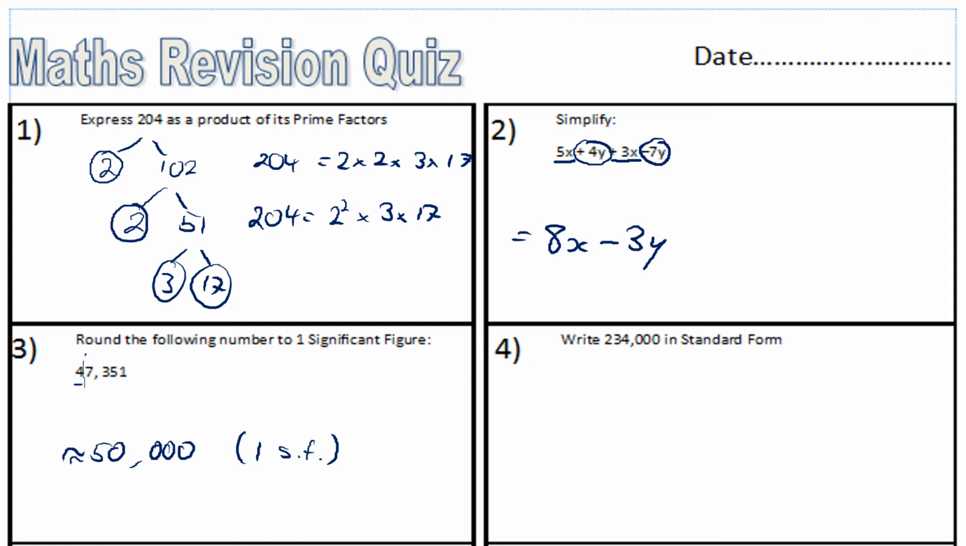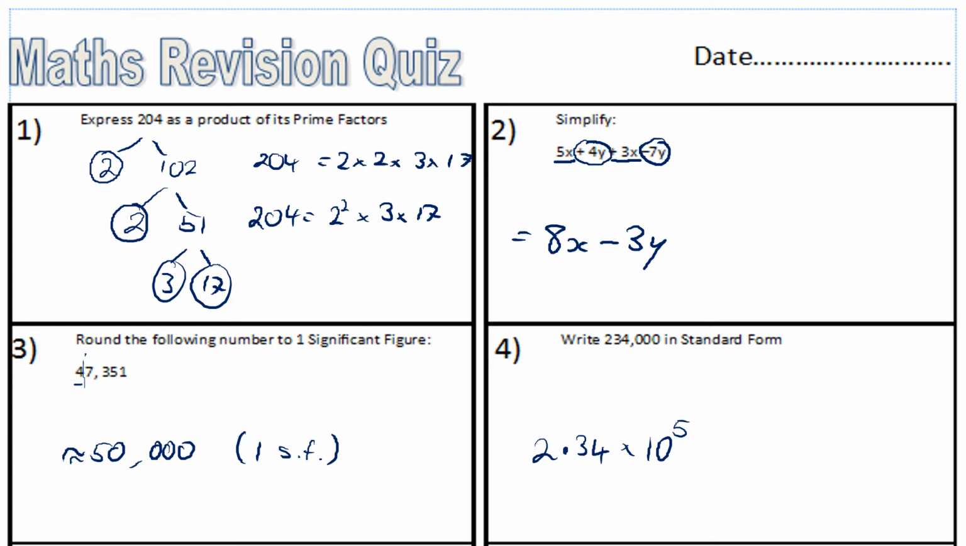So write 234,000 in standard form. So remember, standard form is always a number between 1 and 10, not including 10, times by 10 to some power. So we want to put a decimal point somewhere in here that will give me a number between 1 and 10. It's going to be 2.34, which is a number between 1 and 10. Now we need to times that by 10 to some power to get that number. So we just count back. So 1, 2, 3, 4, 5. So it's going to be 10 to the power of 5, okay?